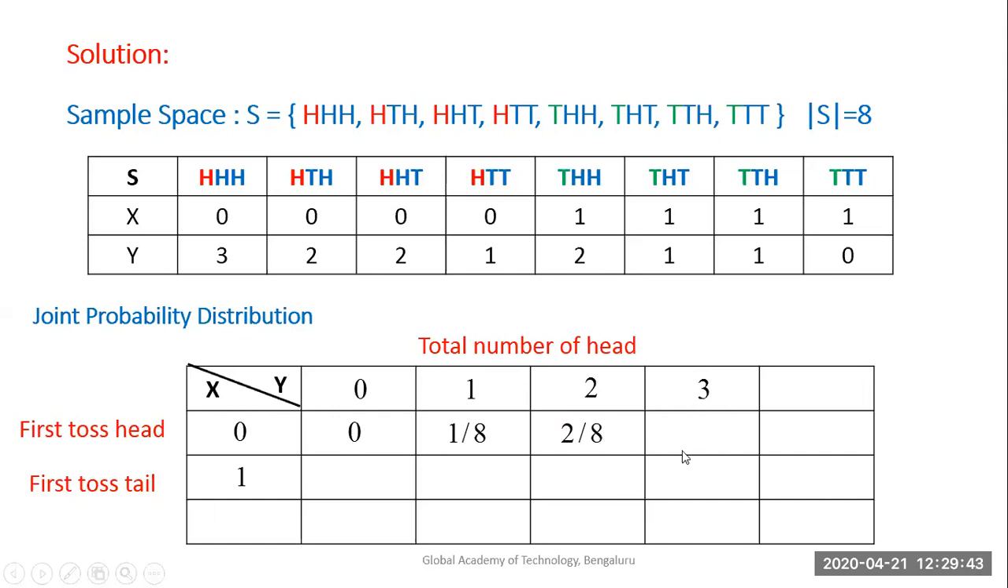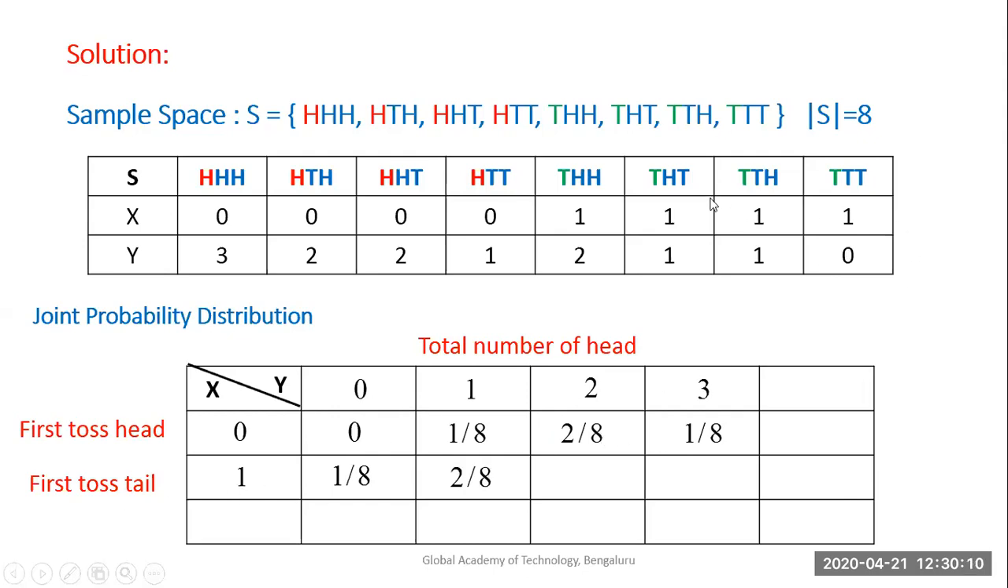And the value in this cell represents the first toss is head and the number of heads is 3. So that means we should have all 3 heads. So X0, Y3. So only one possibility, the probability is 1 by 8. Similarly, X is equal to 1, Y equal to 0. X1, Y0, we have one possibility here, that is 1 by 8.